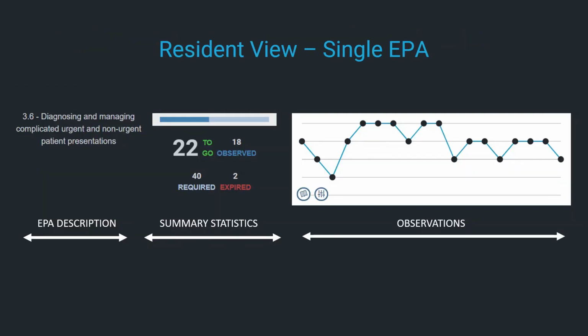For each EPA in that list, a description and summary statistics are shown along with a bullet chart to indicate what percentage of observations are still required by the resident to demonstrate competence in that EPA. And finally, all the observations made for that EPA are visualized in a time series chart over the 5-point rating scale. While we visualize the essential information in a simple chart, we do provide the ability for more complex investigations through advanced filters that can be activated through user interactions.